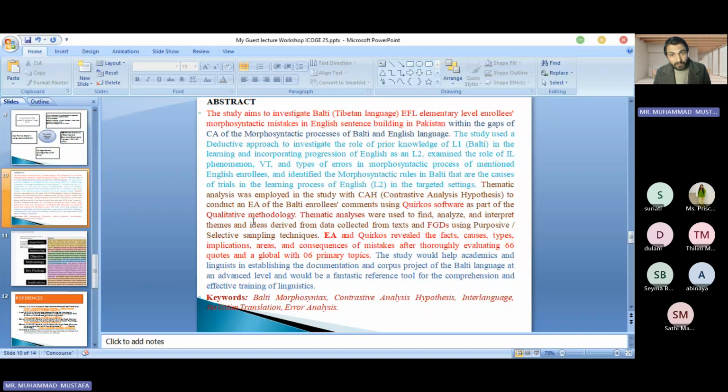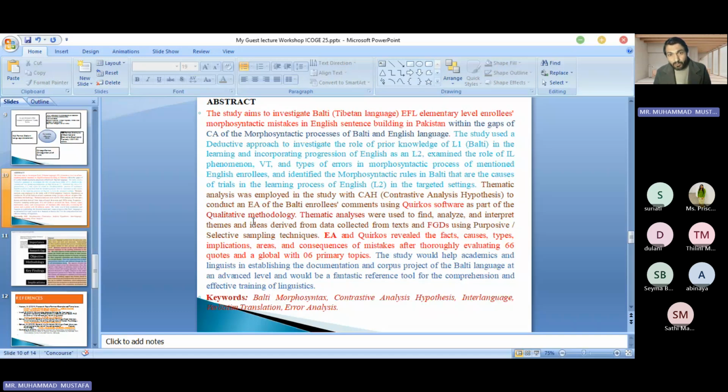So the tools were also mentioned here, focus group discussion, which is part of a focus group interview, but it's a bit different. So focus group discussions were employed here, using a purposive or selective sampling technique. So in methods, selective sampling in the qualitative method was used.